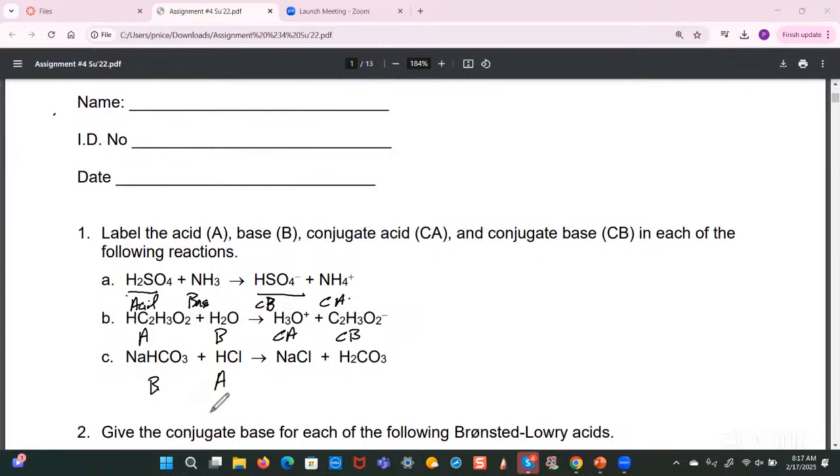All right? Okay, so let's go over to the product side. Which of these two would be the conjugate acid? Remember, the conjugate acid is what is formed when the base accepts a hydrogen ion. So which of these two would be the conjugate acid?